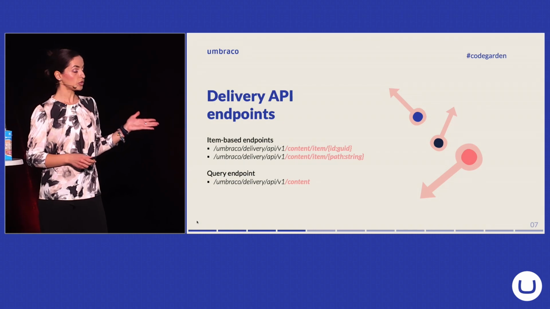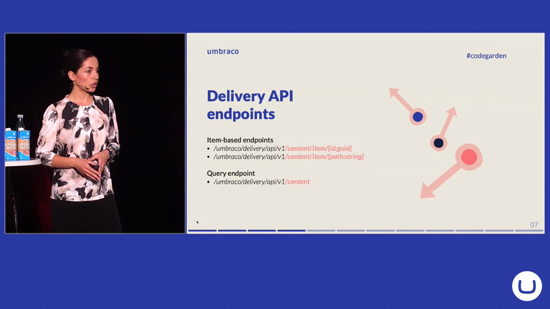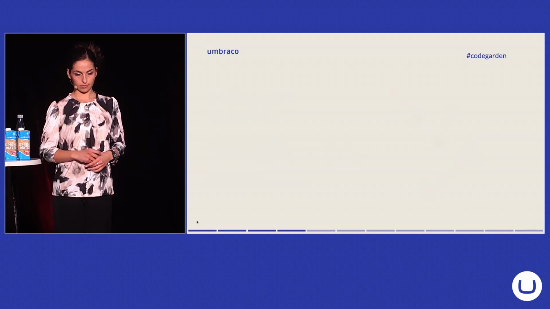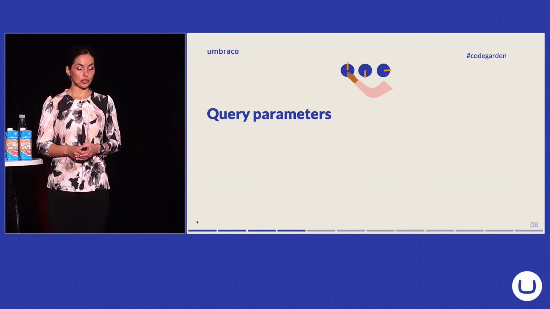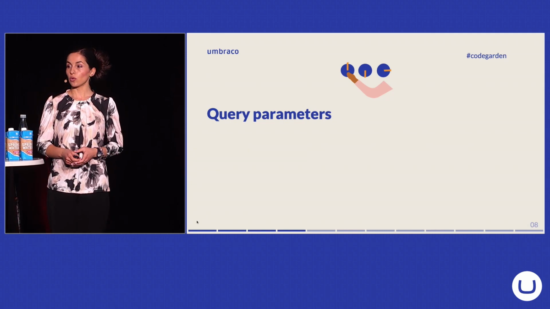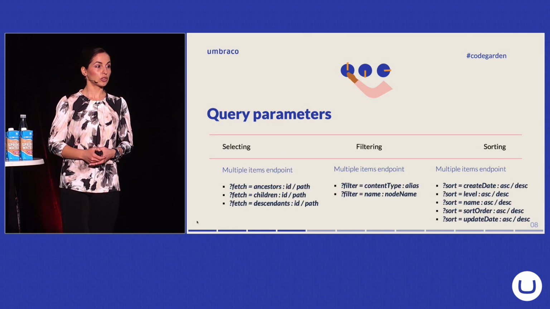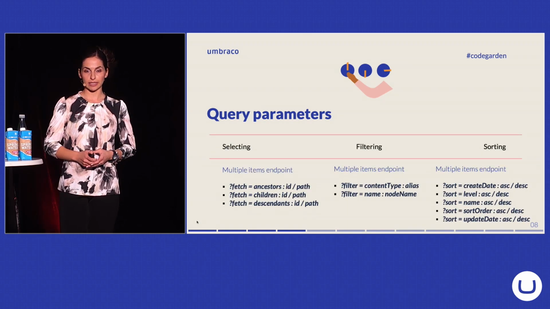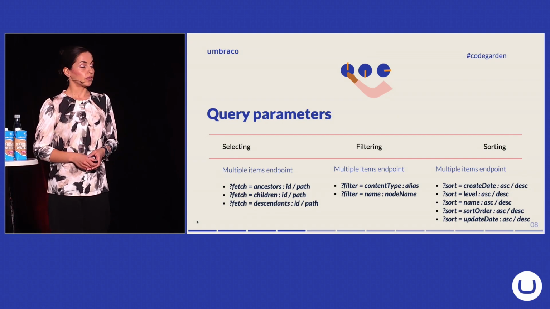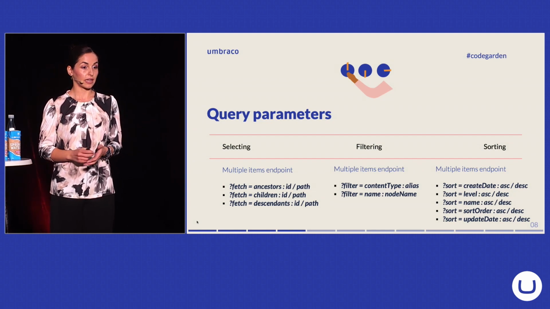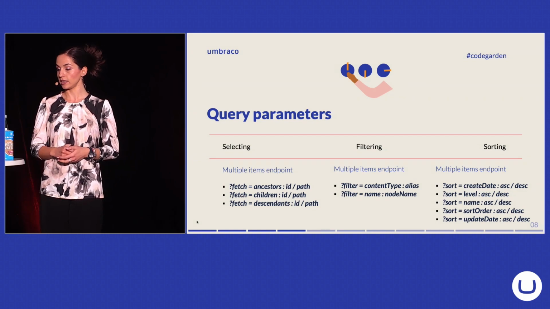When it comes to querying multiple items, the delivery API allows you to get any number of content nodes based on your needs. With a variety of query parameters at your disposal, you have full control over the content returned by the API. Let's explore the built-in options for the multi-item-based endpoint. You can query for structure, meaning that you can fetch different subsets of items like children, descendants, or ancestor items of a node using its ID or path.